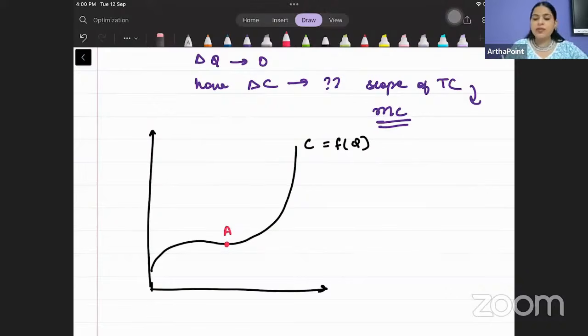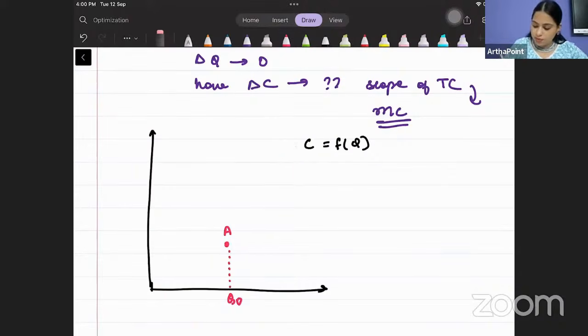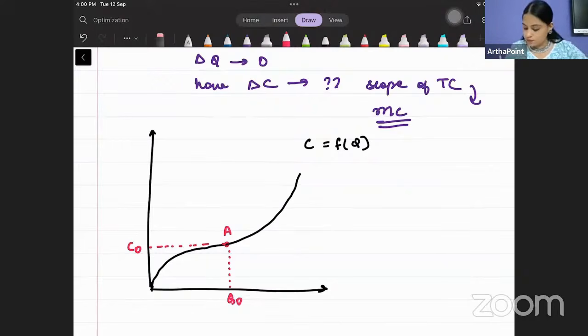This is my initial point, है ना? At this initial point, my output is Q naught. And the cost of this output is C naught. Clear ho? Cost of this output is C naught. Okay. Now, I am changing my output from Q naught to Q2. This is Q2. Okay, beta. This is point B that I have here.